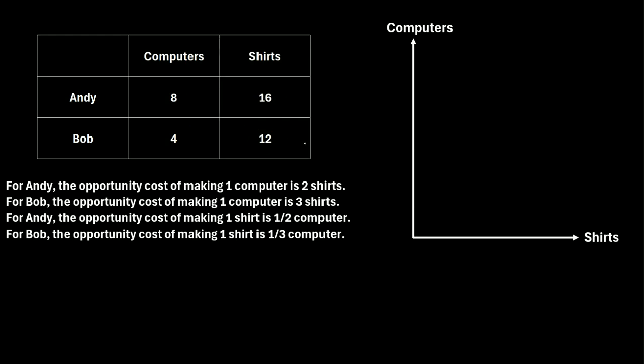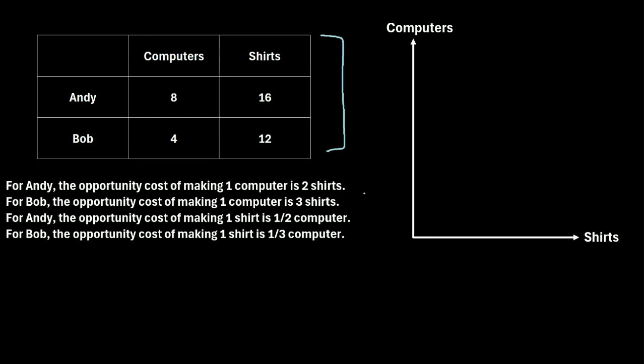Now, along with this information, I've also shown the opportunity cost for each individual of making each good. So for example, for Andy, the opportunity cost of making 1 computer is 2 shirts. So if he wants to make 1 computer, he has to give up the production of 2 shirts. And similarly, for Bob, the opportunity cost of making 1 computer is 3 shirts. So for each 1 computer that he makes, he's giving up the potential production of 3 shirts. And I've also listed the opportunity cost of making shirts for each of these individuals. Now, for a detailed explanation of how to actually calculate these values, I'll link to another video that I have.